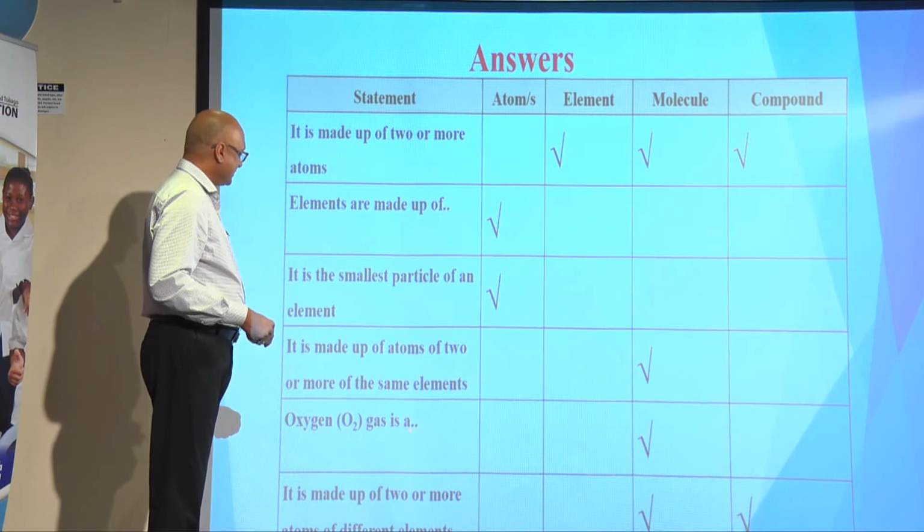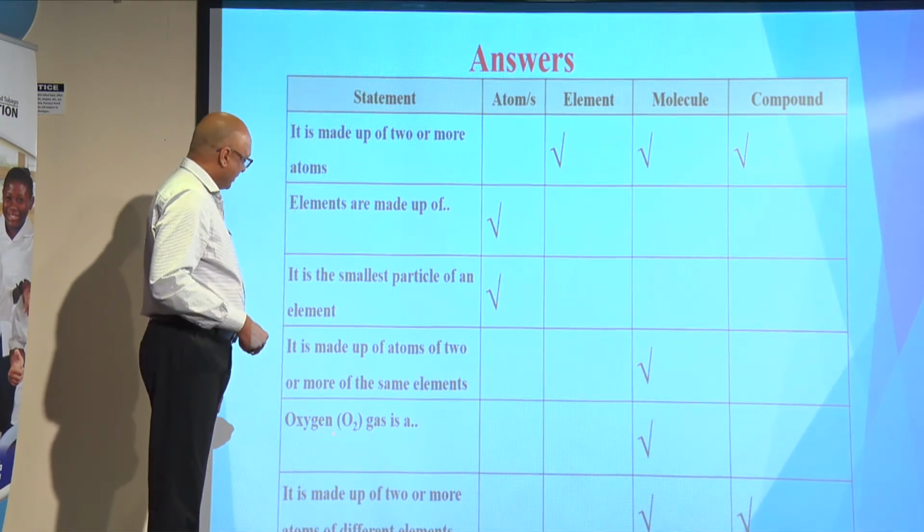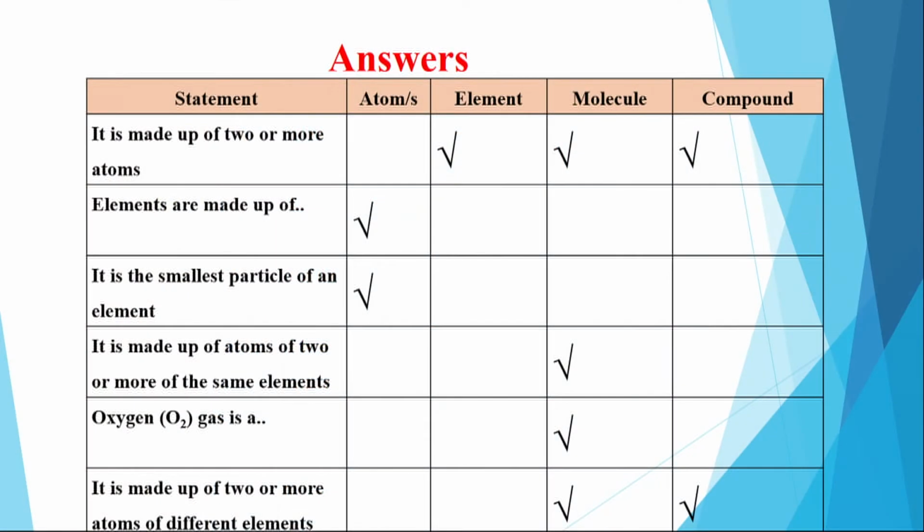Oxygen gas is a molecule because you have O2, so you have two oxygen atoms, same element. And it is made up of two or more atoms of different elements. So it could be a molecule because they could be made up of atoms of different elements, and definitely a compound, because a compound is made up of two or more atoms of different elements.